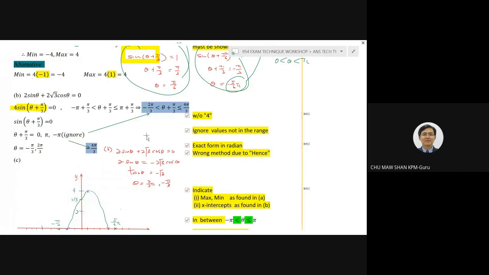You see the solution? This one. 2 sine theta plus 2 sec 3 cos theta is 0. Okay. So I divide by cos, I get tangent. I divide by 2, I get negative sec 3 here. So if tangent theta is negative sec 3, directly I can get these 2 values, which is in the second quadrant, 2 pi over 3. Then this one is in the fourth quadrant, negative pi over 3. But no mark.